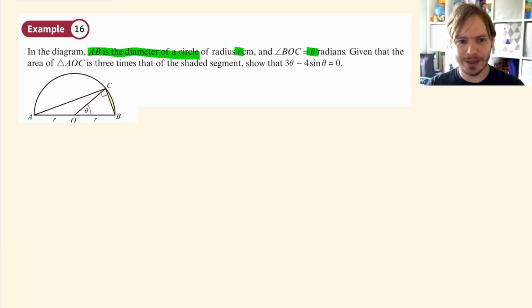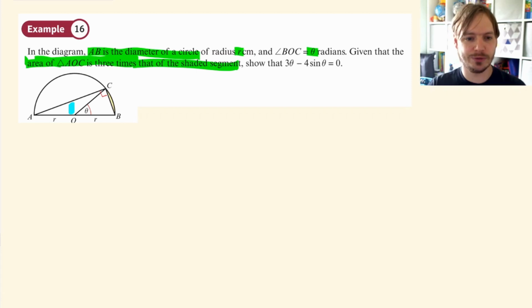And then we're given that the area of AOC is 3 times that of the shaded segment. So that means that this area is 3 times the size of this really small yellow shaded area. And then we've got to show that question. So our ultimate goal is to land on this thing somehow. And it's really not clear how we're going to end up there.